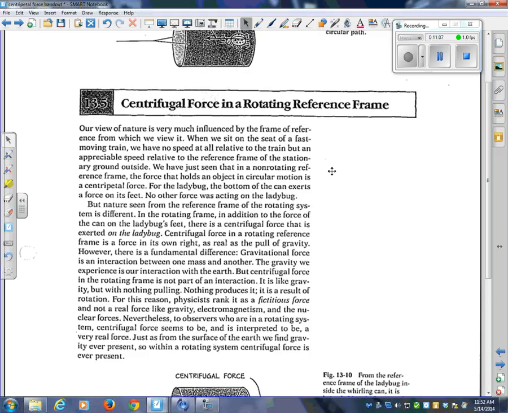Right? Now, I thought there were equal and opposite forces. If I push on the filing cabinet, the filing cabinet pushes on me. There has to be an equal and opposite force. How can they say that there's only one force acting on the ladybug? What's going on here?